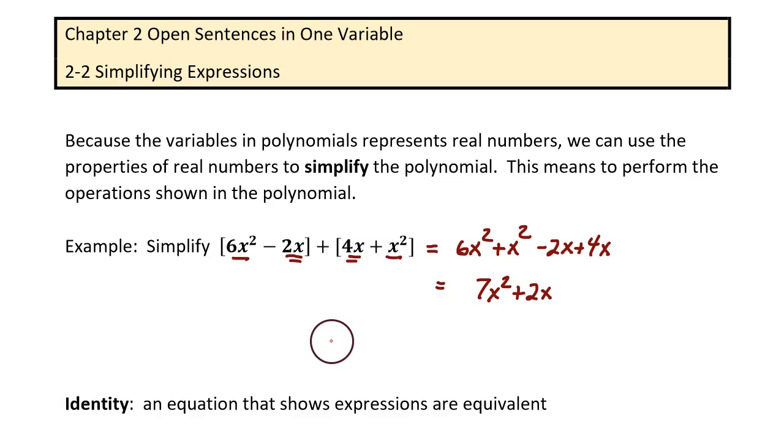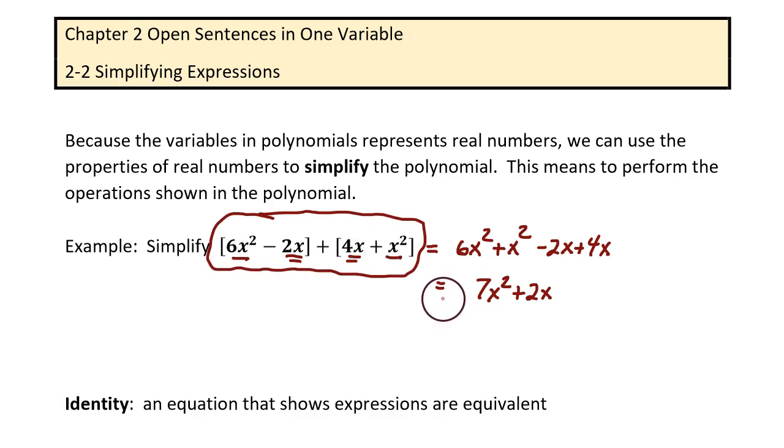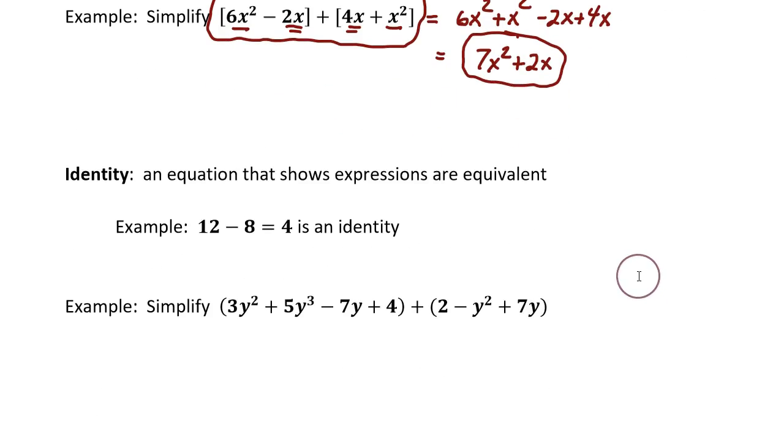By simplifying this expression, we have created an identity. An identity is an equation that shows expressions are equivalent. In our example problem, here is one expression, and then we have equals, and then here is another expression. And these are equivalent to each other, so this equation is called an identity. Here's another example of an identity. 12 minus 8 equals 4. It's an equation that shows that two things are equal to each other.